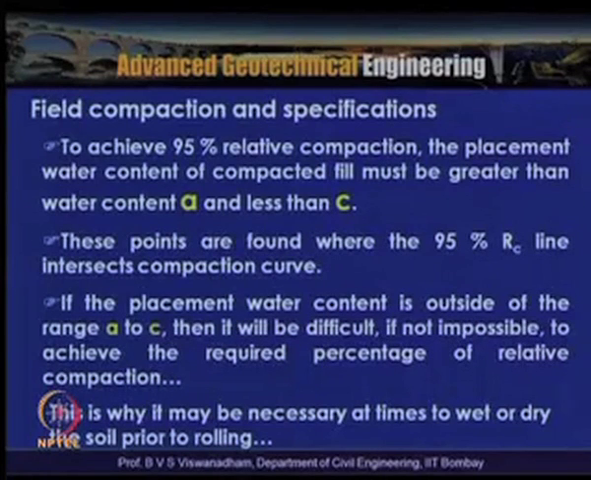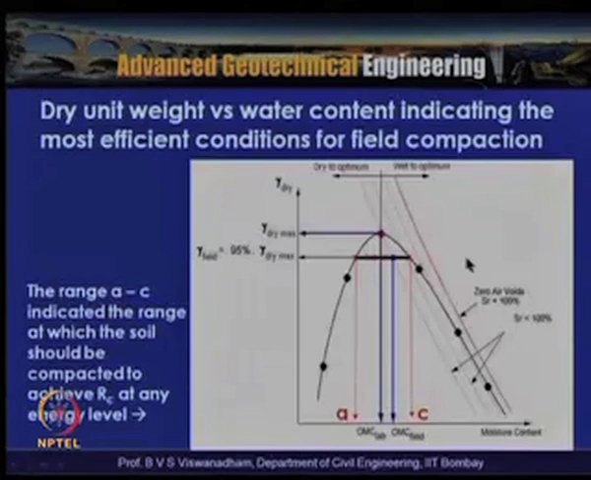That is the reason why it may be necessary at times to wet or dry the soil prior to compaction. So, if the water contents are not within this range, it may require wetting or drying of the soil to ensure this so-called 95% compaction.